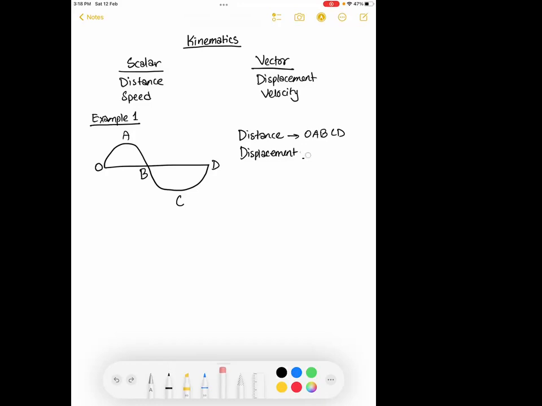When you're talking about displacement, you have to think about the starting point and the ending point, not the trajectory itself. So you don't have to think about how many turns the road follows. The main thing is what the final destination was and what the initial starting point was. Basically, you only take that distance. That is the displacement. So OD is the displacement.